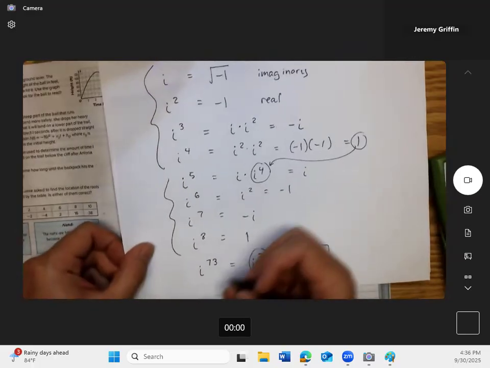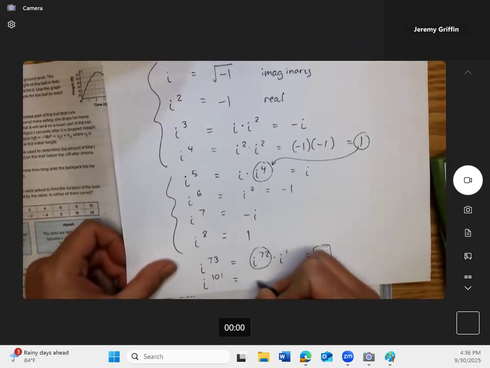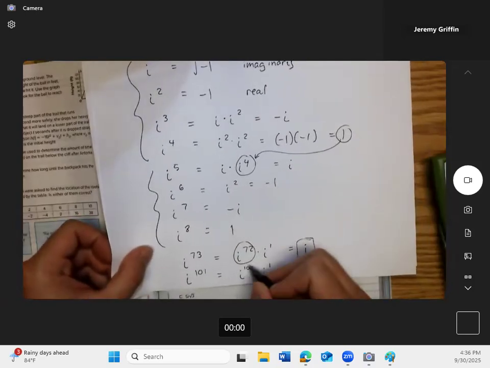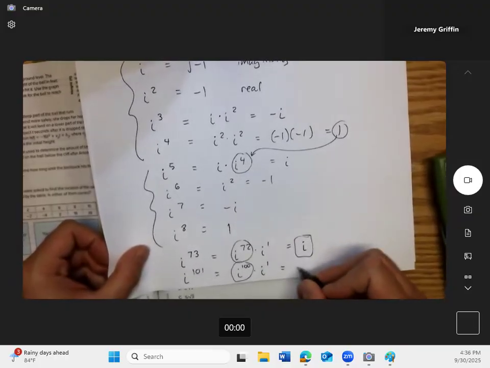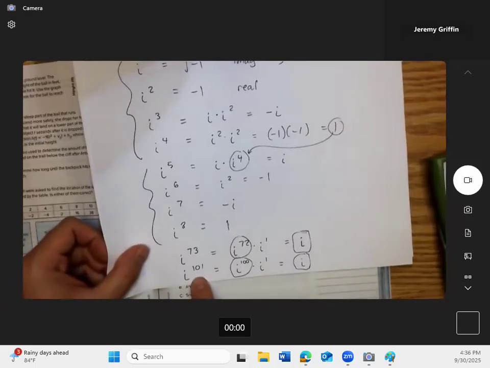Same thing with, here, I'll do one. It turns out to be the same thing. What is i to the power of 101? Well, that's i to the power of 100 times i to the 1. i to the 100 is also 1. So 1 times i is, again, i. Something like that. So you do powers of i now.